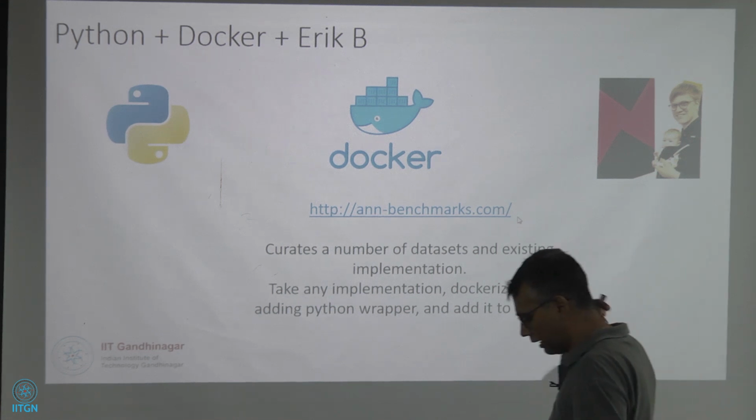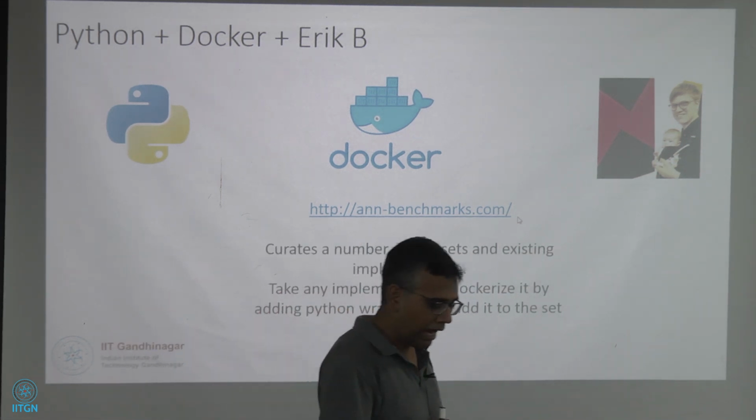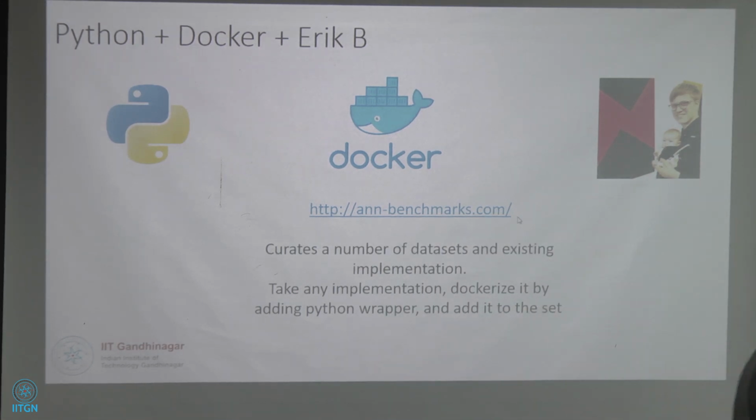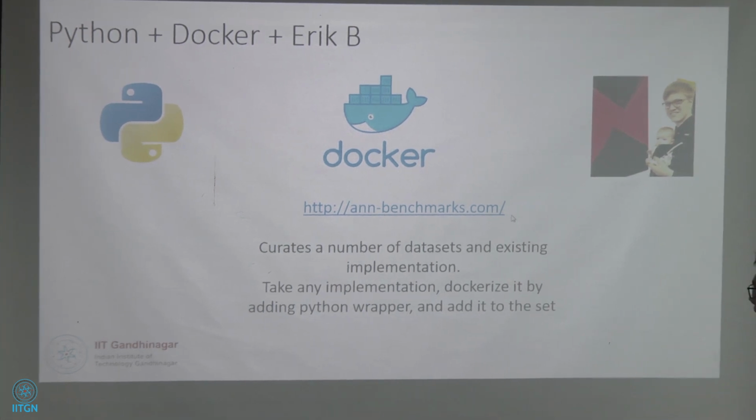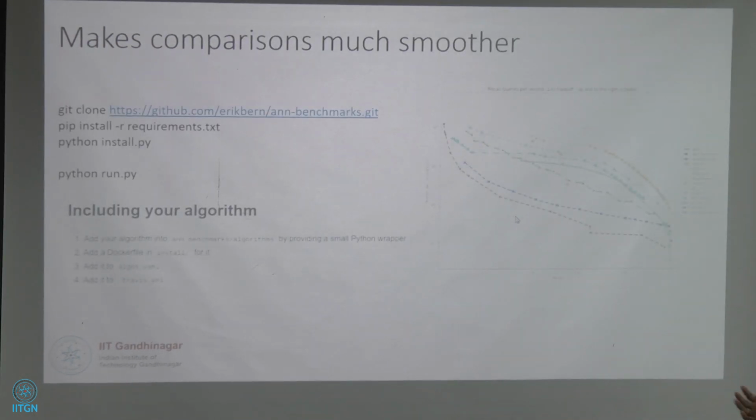So Erik created a very nice system called the ANN benchmarks, in which he has put a huge number of algorithms. He has basically Dockerized all of them and put them up in the public domain, along with a bunch of data sets. So now if you have a new algorithm, this is how to run it. It's like three lines. You install Docker, which is pretty simple, then you clone this, you install this, and then you just run python run.py.